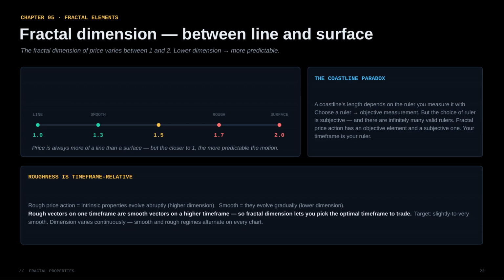Rough price action, intrinsic properties changing abruptly, is high dimension. Smooth action is low dimension. And here's the practical gift. Rough vectors on one time frame are smooth on a higher one, so fractal dimension tells you which time frame to trade. Hunt for slightly to very smooth.